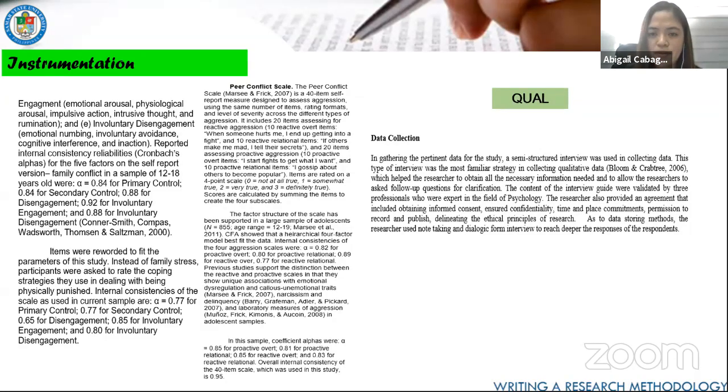Okay. So if you notice here in the data collection, the researcher also provided an agreement included. So informed consent, confidentiality. Previously, in the journal, I didn't have the ethical consideration here. But that's the reason why I included it in the ethical consideration as included in the data collection.